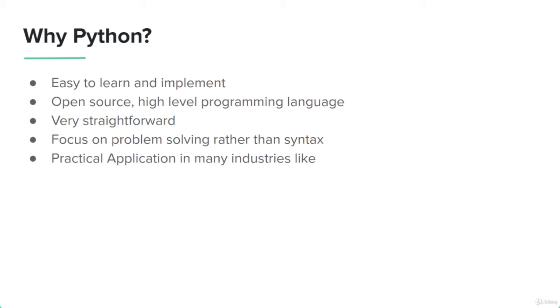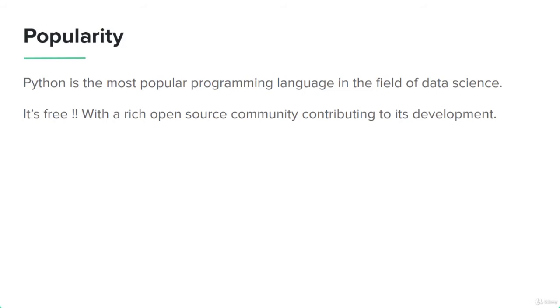They're doing experimentation. But when we talk about deploying these applications at scale, on edge systems, or on the cloud, we have to write the same Python code in C++ or Java because those programming languages are quite efficient. So Python is used as a practical application in many industries, like data science. In terms of popularity, Python is the most popular programming language in the field of data science nowadays, and it's free with a rich open source community contributing to its development.